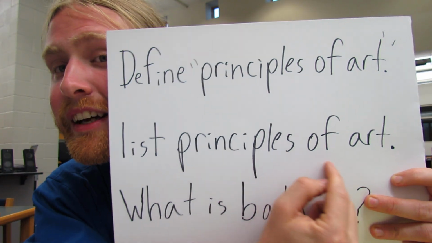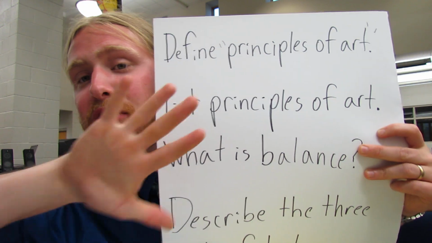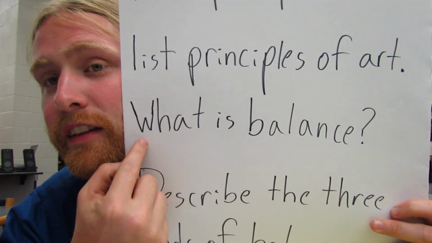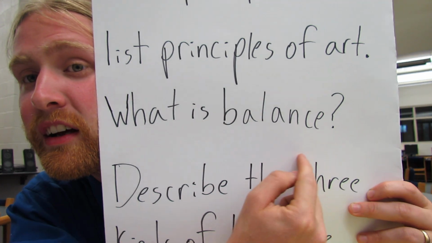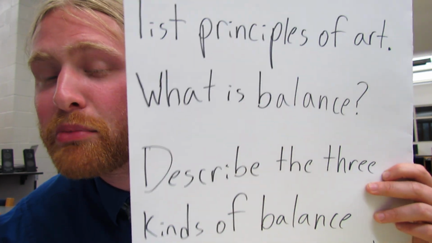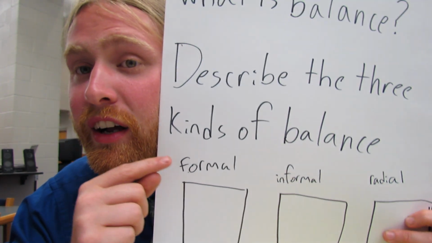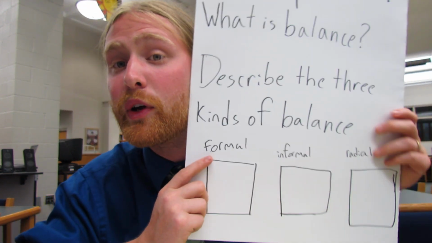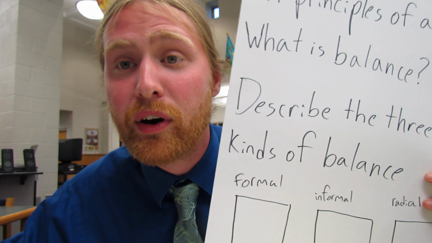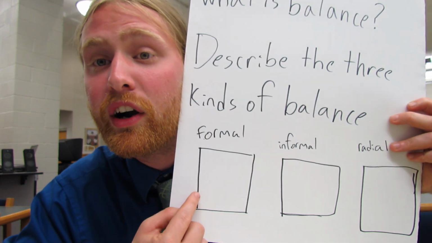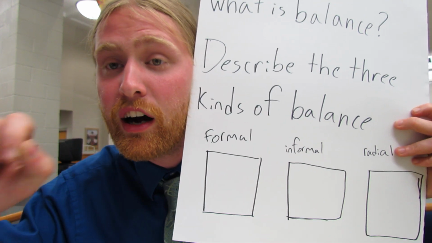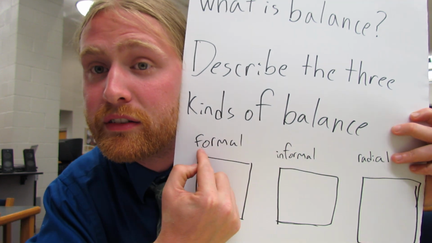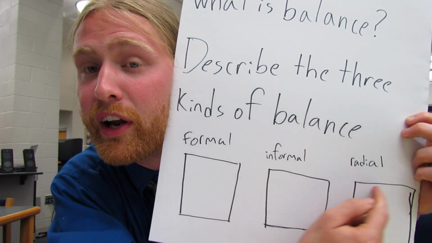Next, you're going to list the principles of art. What are the 5 principles of art? Number 3, what is balance? What is the principle of balance? And number 4, describe the 3 kinds of balance. There are 2 ways you can do this. You can either write down the words and tell me what they are, or draw a square for each one, label it formal, informal, and radial, and draw me a picture. Whatever works best, whatever makes more sense to you.